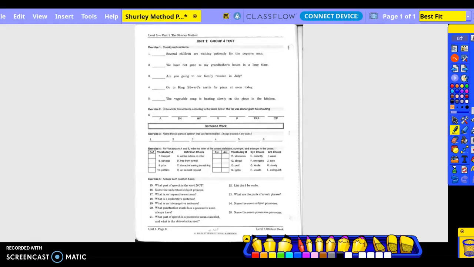So what have we used to classify sentences? So we've used a noun, a verb, an adjective, adverb. Well, those kind of go hand in hand. So preposition and a pronoun.